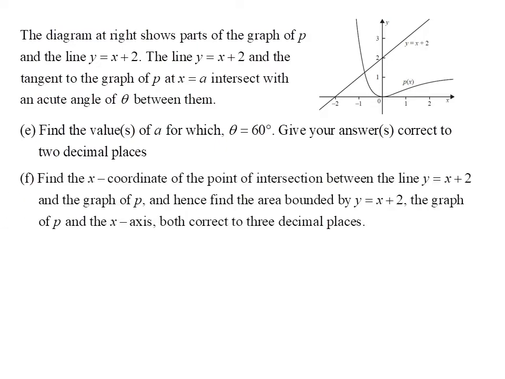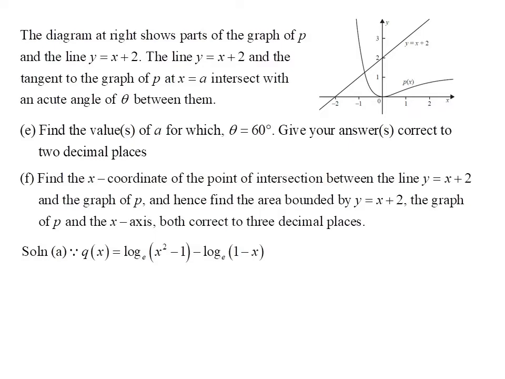Part F of this question is to find the x coordinates of the point of intersection between the line y equals x plus 2, the graph of p of x, and the x-axis. Now we are going to answer all the parts of question 3 accordingly. Back to part A of this question.